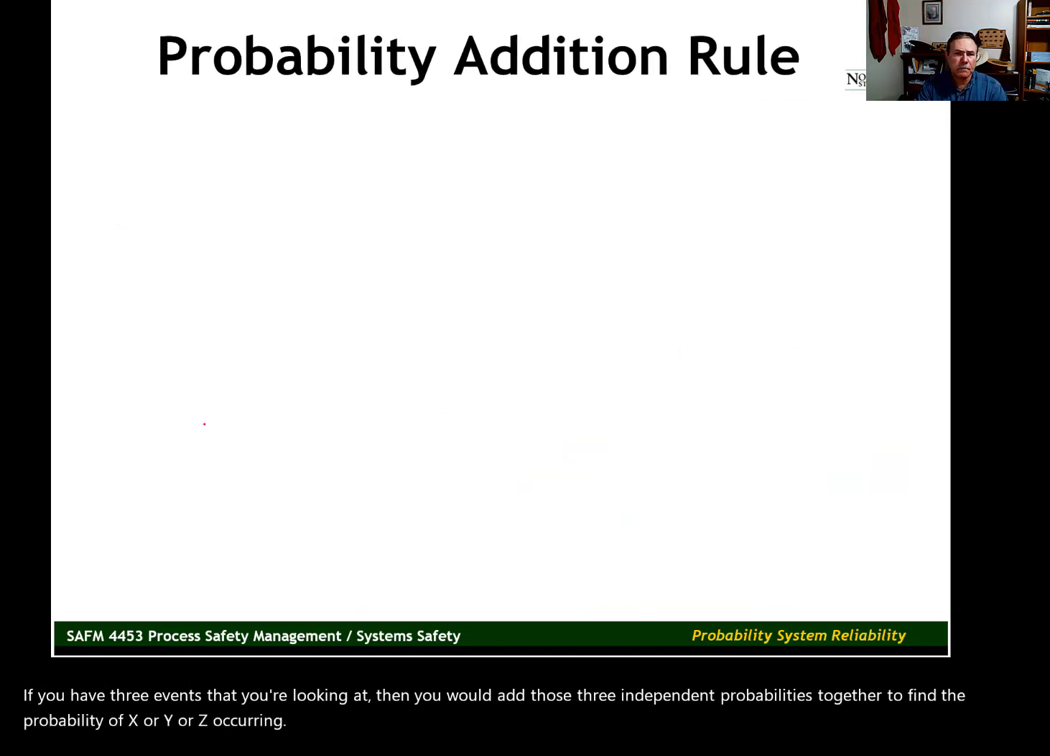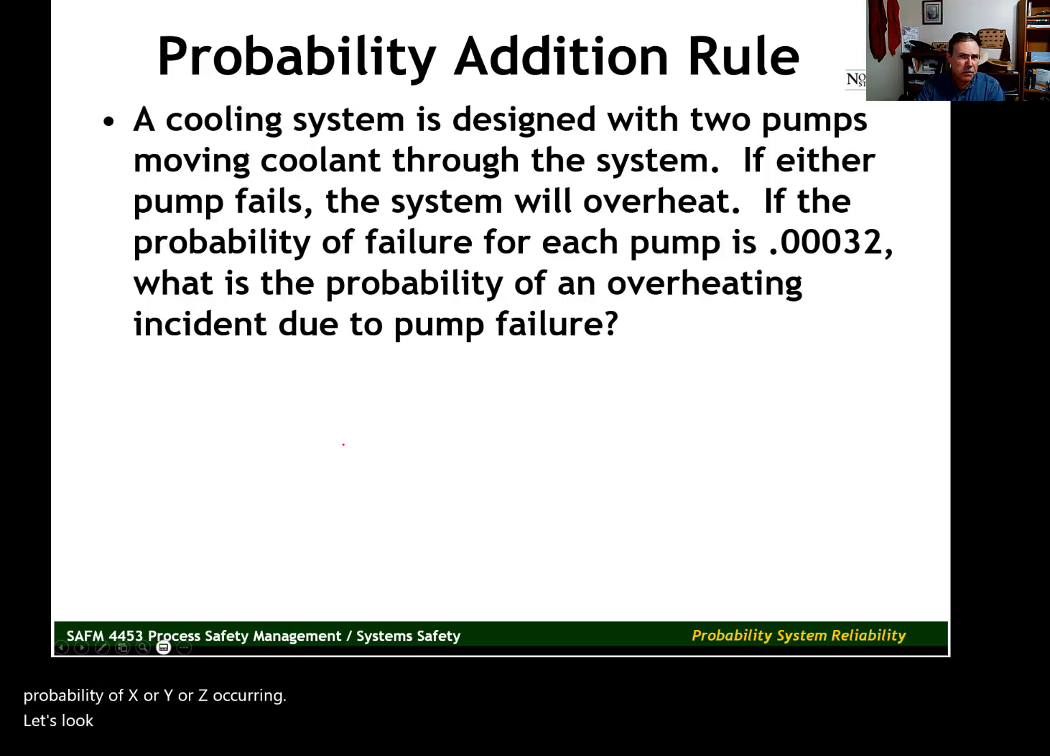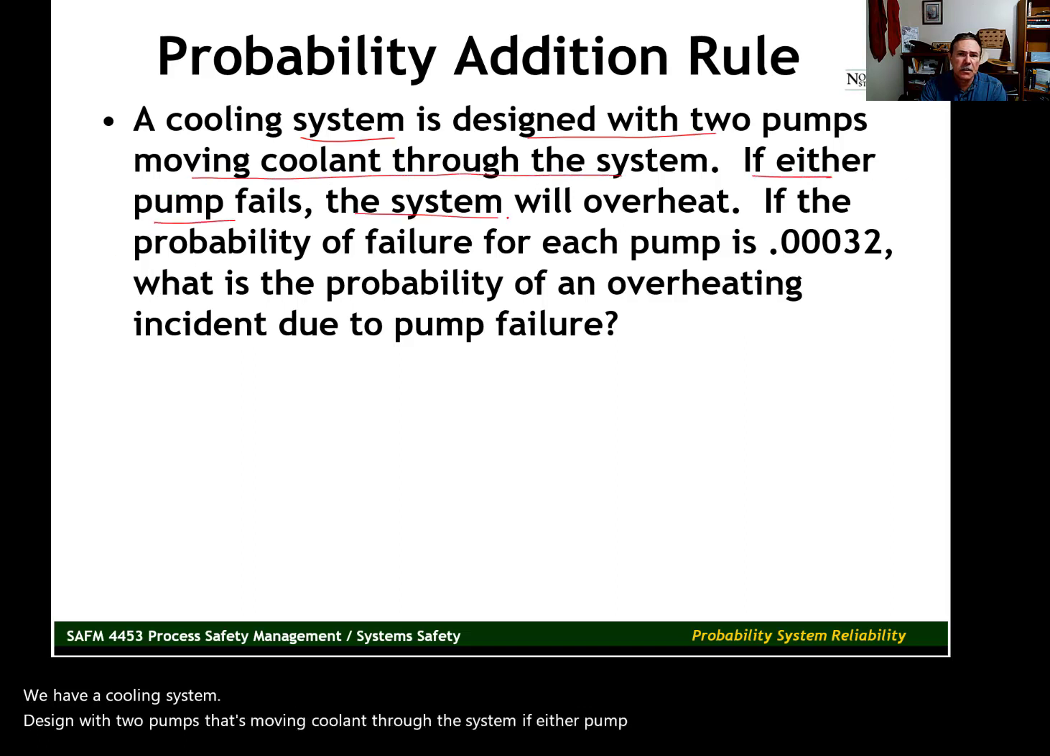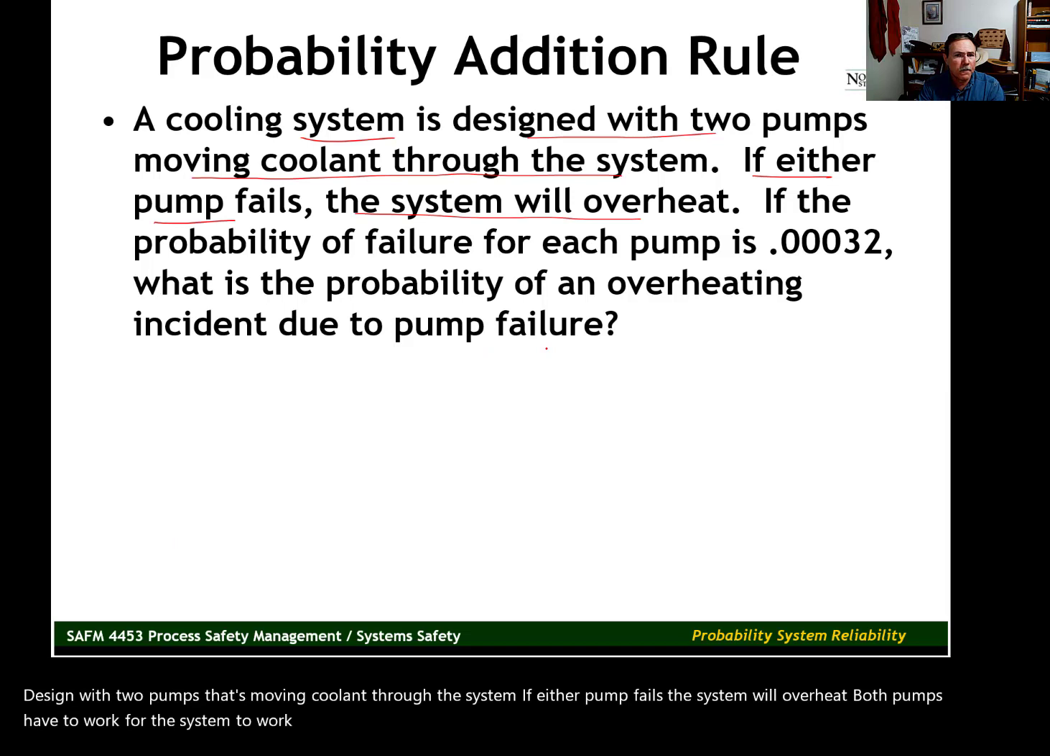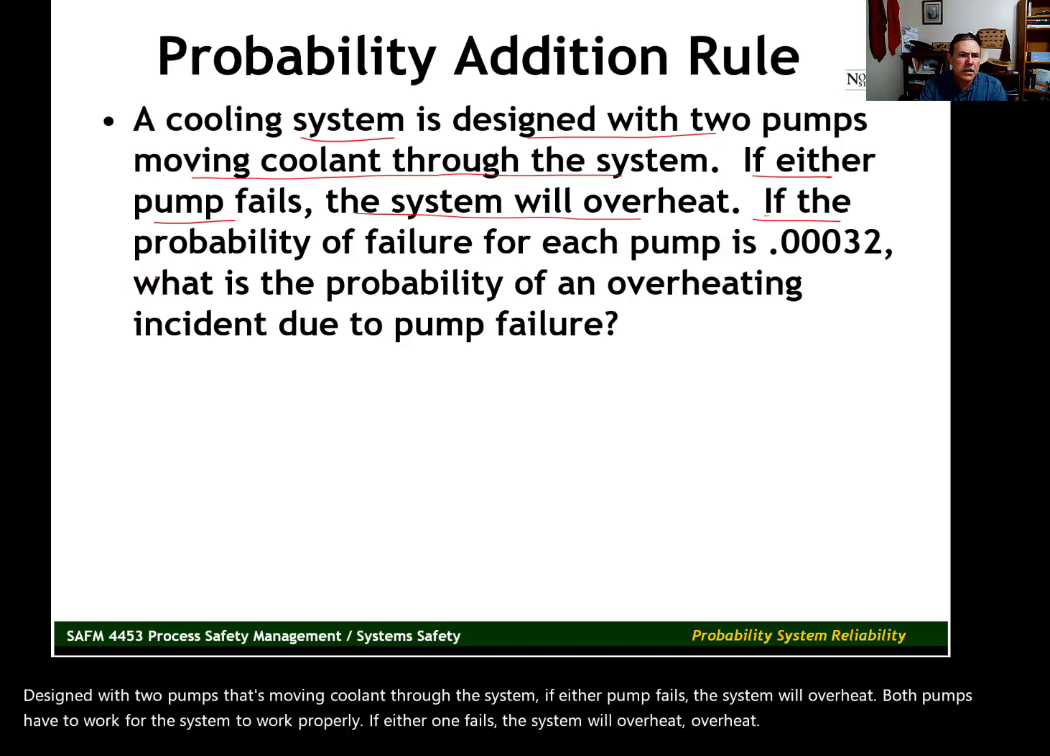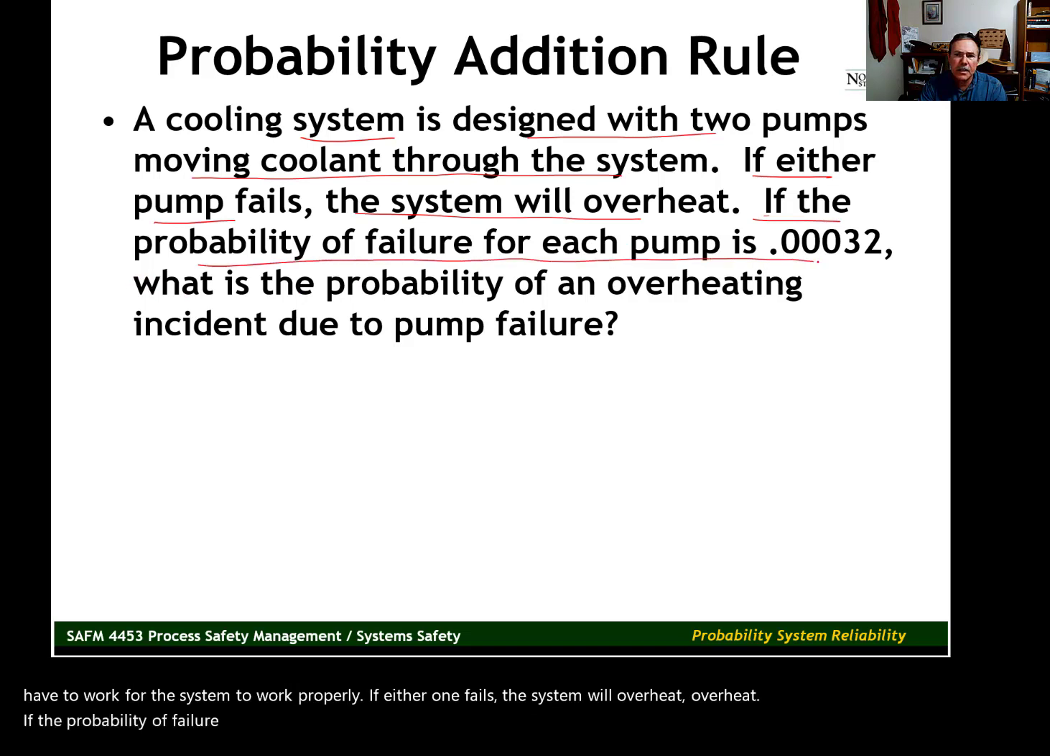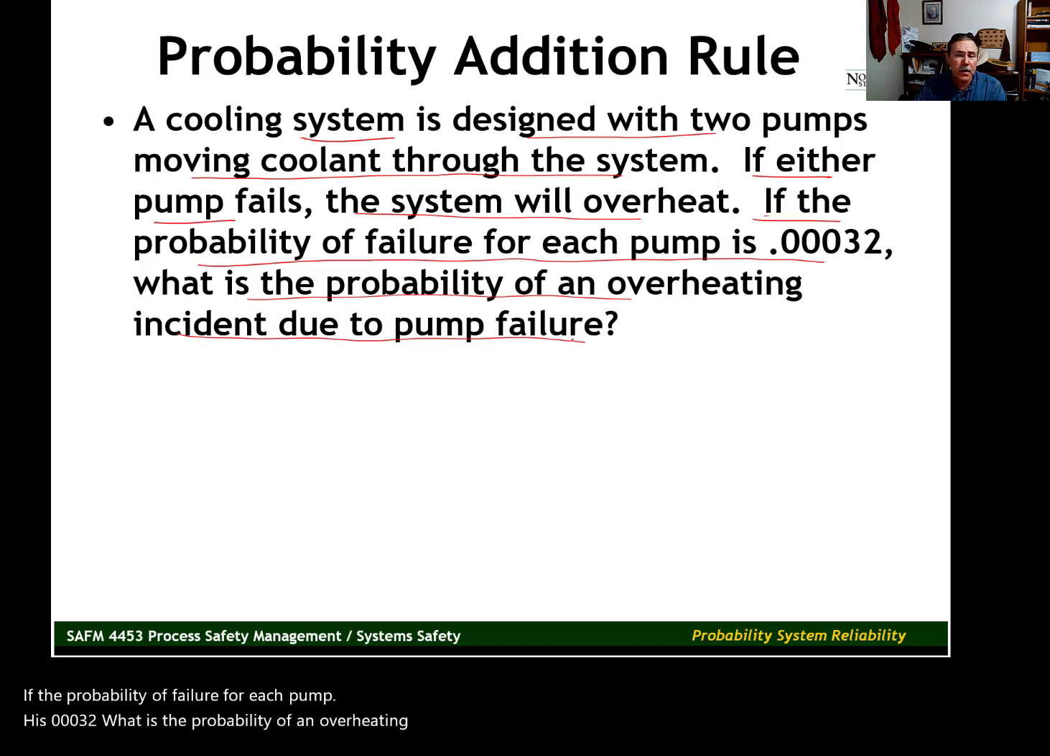Let's look at another example. And this one's more from the safety management system side. We have a cooling system designed with 2 pumps that's moving coolant through the system. If either pump fails, the system will overheat. Both pumps have to work for the system to work properly. If the probability of failure for each pump is 0.00032, what is the probability of an overheating incident due to pump failure?